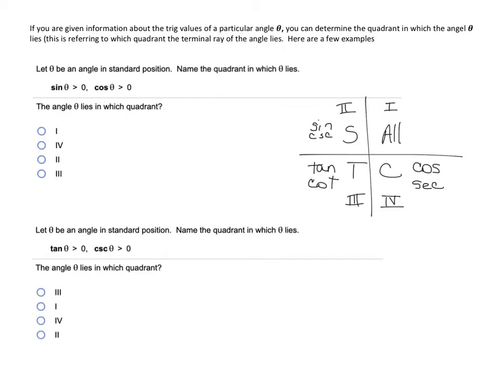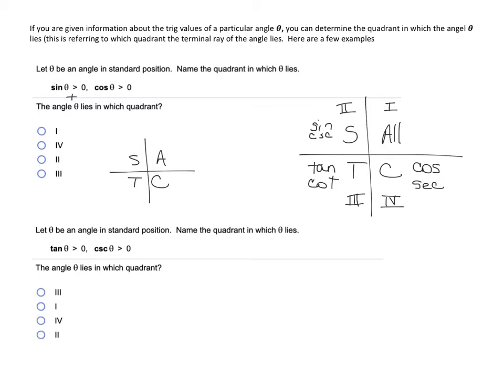For the first one, let theta be an angle in standard position. Name the quadrant in which theta lies. Now, the quadrant means where the terminal side of the angle would lie. So what we're going to do in this case is use our little chart, all students take calculus. For the first information they gave us, they're telling us that the sine is greater than 0. Remember, for anything to be greater than 0, that's the same thing as saying it's positive.